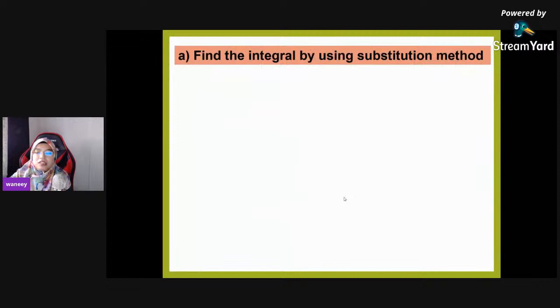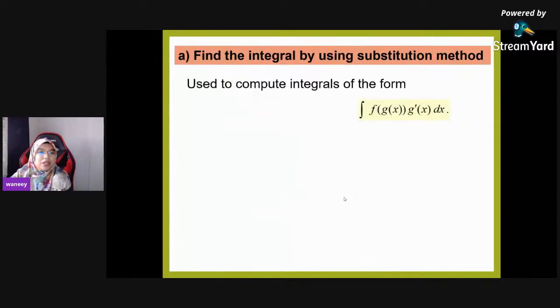Okay, so find the integral using substitution method. This is used to compute the integral of the form. When we use substitution, we're going to get its derivative. So that is what it means over here.